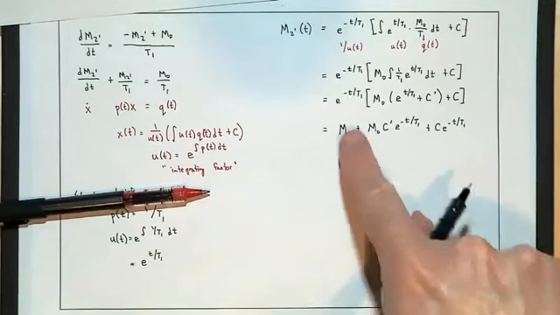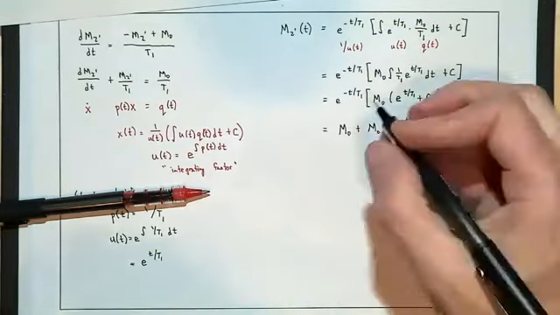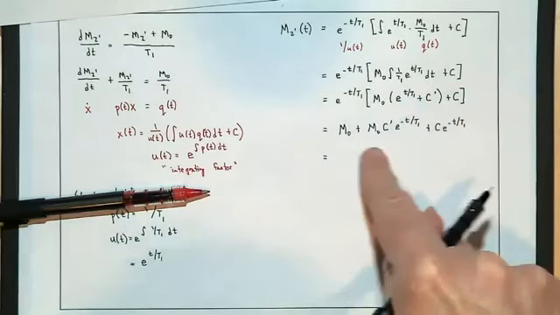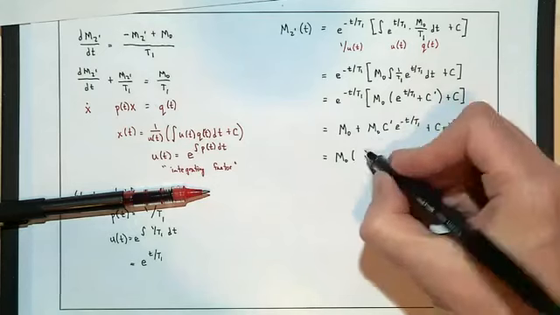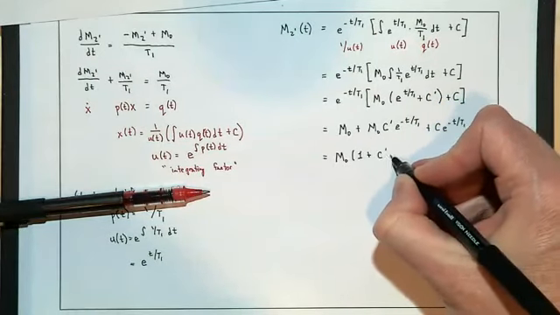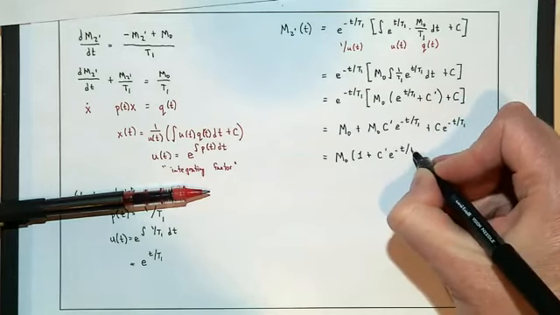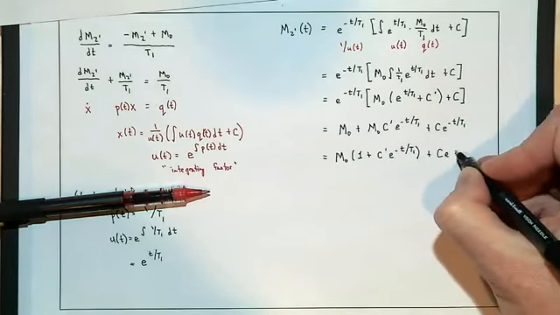There was a cancellation of two exponential terms for that very first term. We see we have a common m0 in both of these. Let's pull that out in front. And we just have m0 times 1 plus c prime e to the minus t over t1 plus c e to the minus t over t1.